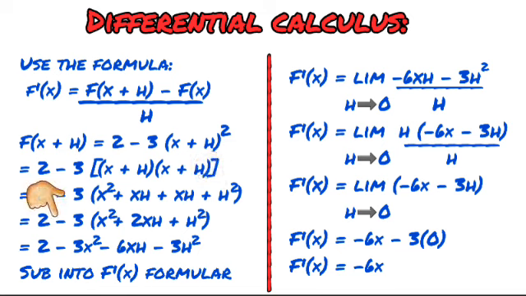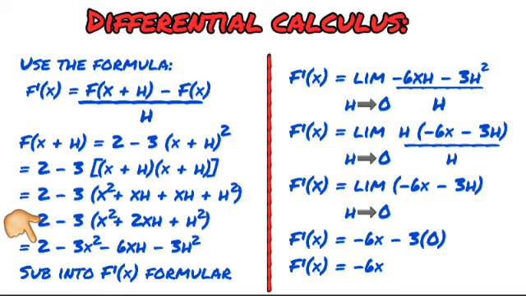Next step, we solve the like terms in the bracket. So we still have the 2 minus 3 outside the bracket. x squared remains because it has no like term. Then we have xh and xh. When you add them together, they give me 2xh, and then we have plus h squared, close bracket. Then in the next step, we take everything outside the bracket.